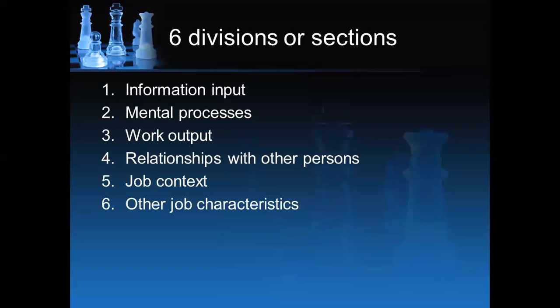Information input talks about where and how the worker gets information so that it can help him to perform his job. Second is mental processes, where his reasoning skills, decision making abilities, planning and information processing activities are involved. Third is work output, which talks about physical activities, tools and devices needed by the worker to perform the job. So that is the third set of questions. Now, the fourth set of questions or statements.